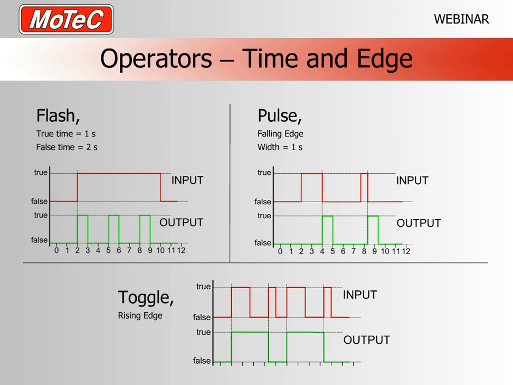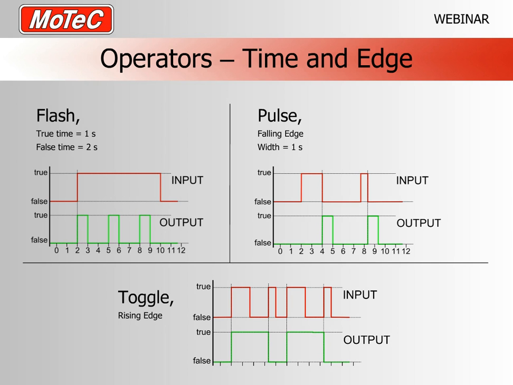Now yet another of the operators that we have available are time and edge operators. In this case, we're not looking at individual levels like temperatures or so forth. We're looking at a way of having a true or false input value, which then goes through either a time function or an edge function to produce an output.